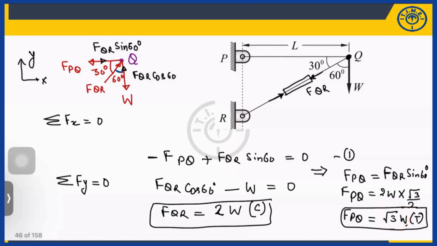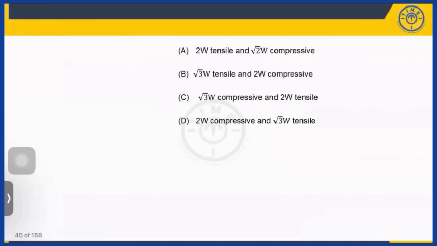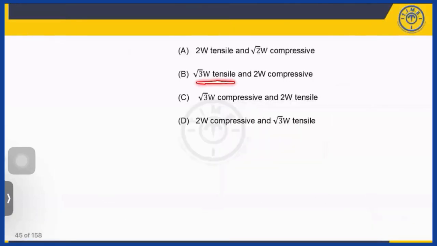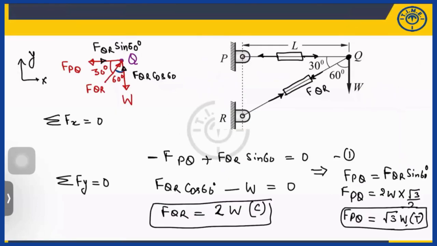Suppose again, what will you do? This is the member. If the joint force is acting like this, the same force will act like this. So what are the forces acting on this PQ member? This PQ member is tensile. So root 3W is tensile. That means what is the correct answer? Root 3W tensile, you have to write down PQ first, then QR. PQ is root 3W tensile and 2W will be compressive. That means choice B will be the correct one.